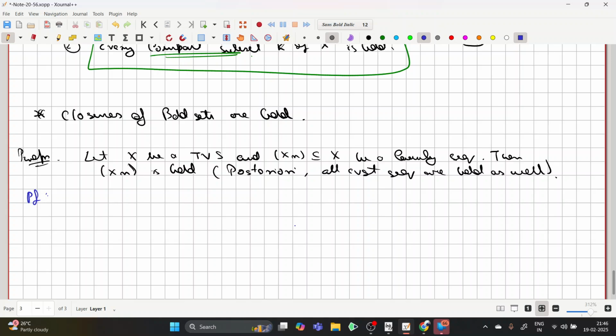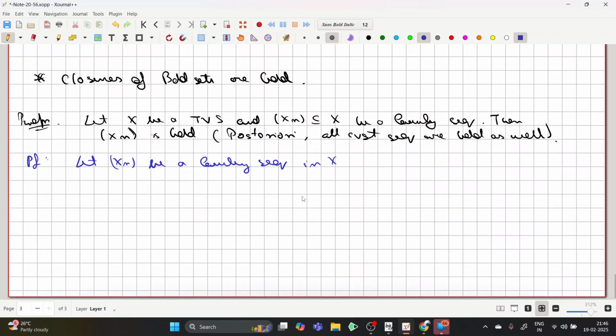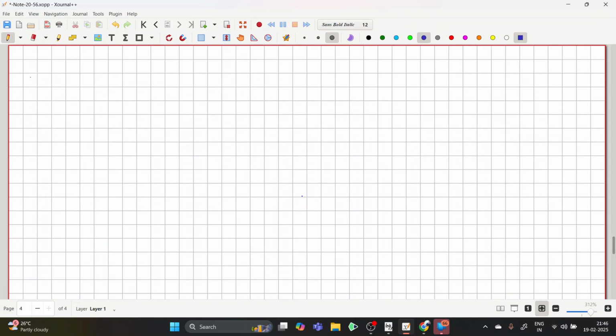Fine. So let's see the proof of it, and the proof is very simple. We just abide by the simplest topological definition of Cauchiness. So as given, let xn be a Cauchy sequence in X. Let me start the proof on a different page. So, proof. Let xn in X be Cauchy.